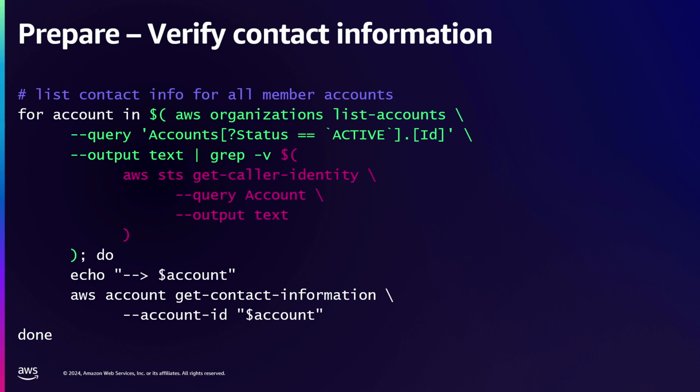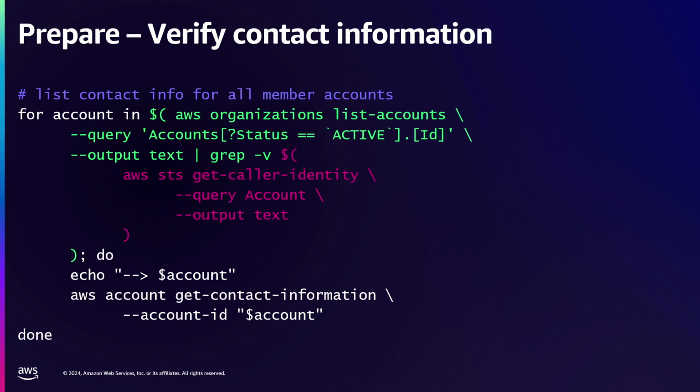The section in green is going to list all of the accounts which are active and then remove the current account from that list. And again, it's in a $bracket syntax so that the output of that, which is the list of account IDs, is used by the for account loop in white at the top of the command. Then, for each account ID that's in that list, it's going to print a simple header, and then it's going to run AWS account get contact information for that account ID.